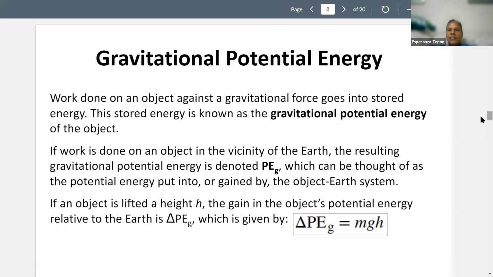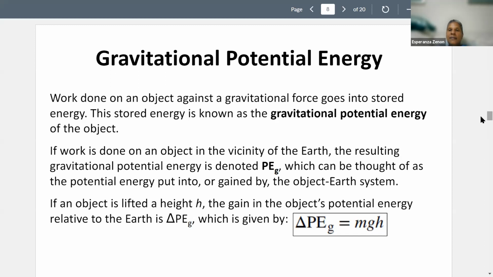Okay? Gravitational potential energy. So anytime that work is done on an object against gravity, think about it. Gravity points down. If we're doing work against gravity, it means we're doing work pointing up. Anytime we do that, there's energy that gets stored. And that stored energy is called gravitational potential energy. So to lift an object against gravity, we store up energy called gravitational potential energy.